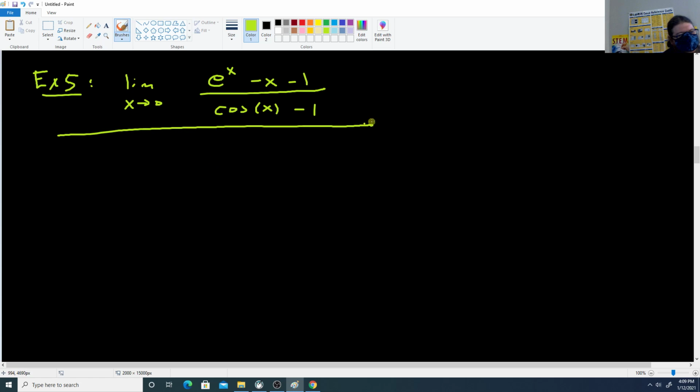So when we get started on this, we're going to try to evaluate this limit. We get e to the 0 is 1, minus 0 minus 1, all that over cosine of 0 is 1 minus 1. So this is our 0 over 0 form again. So we're in this nice indeterminate form here, so we're able to use L'Hopital's rule.